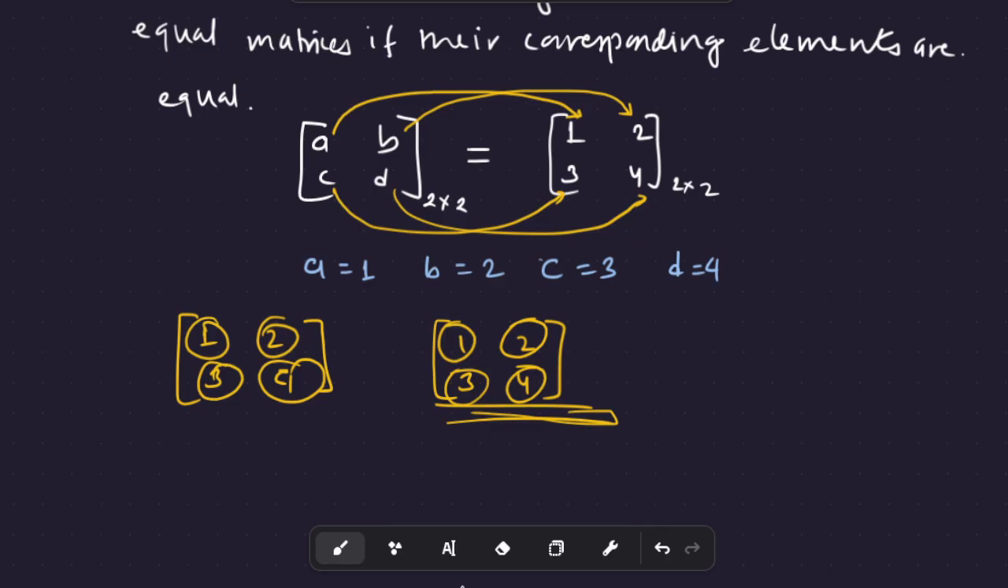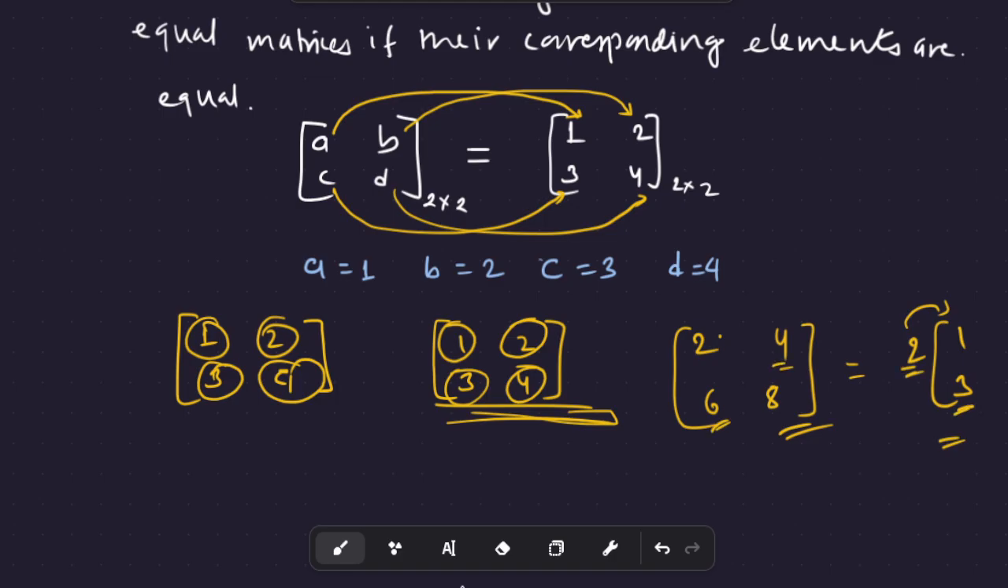Okay, but this can be done like 2, 4, 6, 8. If this matrix is there and if there is 2 times 1, 2, 3, 4, then it may be equal. These two will be equal because the elements of this matrix can be multiplied by this 2. Now if we multiply this 1 with 2, then it becomes 2. If this is multiplied by 2, then we'll get 4. If 3 is multiplied by 2, then we'll get 6. If 4 is multiplied by 2, then we'll get 8. That means the elements in the same position will be equal in this case. So in this case, these two matrices can be equal, though this matrix is multiplied by 2.